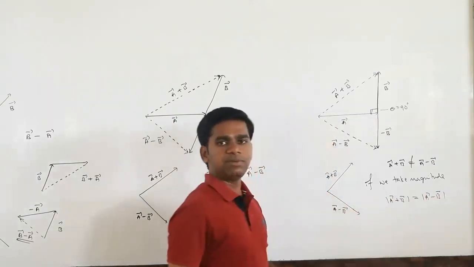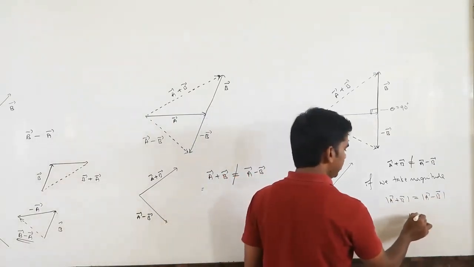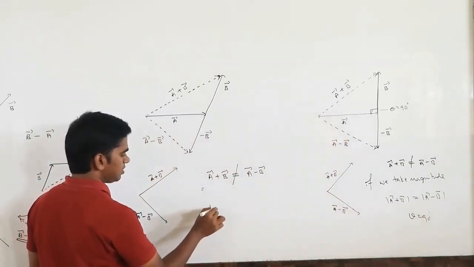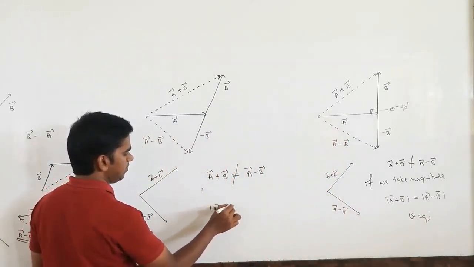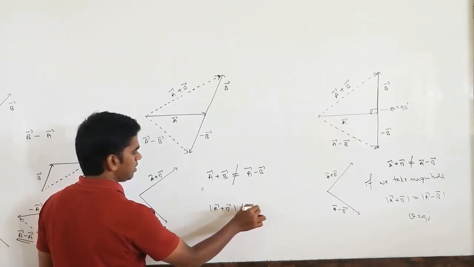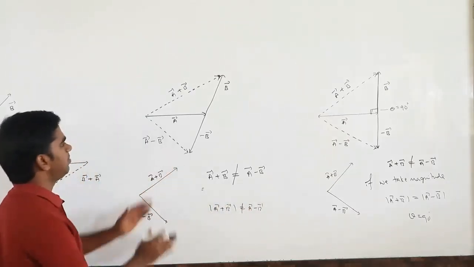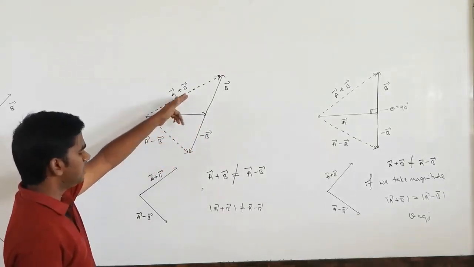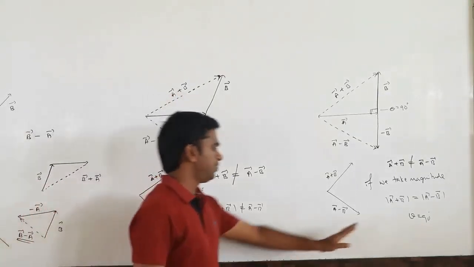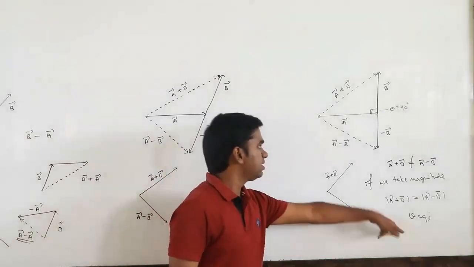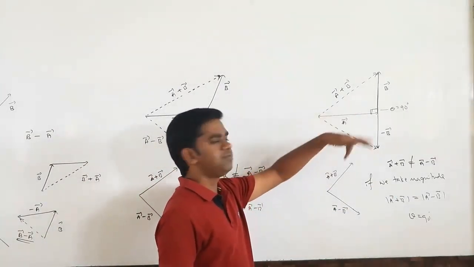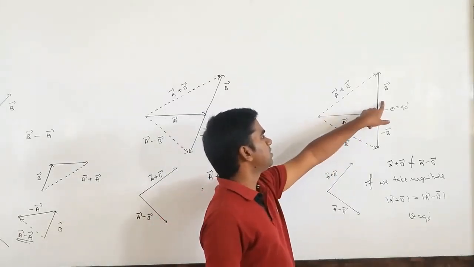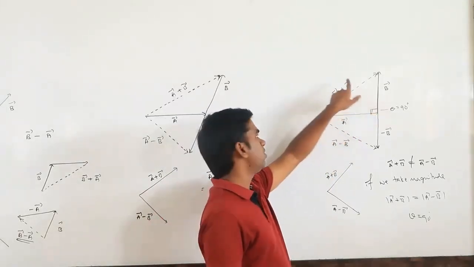This is possible only when theta is 90 degrees. In the earlier case, the magnitude is also not the same: a plus b is not equal to a minus b, because it is coming in this direction, so obviously this length will be less than this one. But when theta is 90 degrees, their lengths are the same. If you apply the Pythagoras theorem here, with 4 and 3, 4 squared plus 3 squared, and take the square root, it becomes 5.